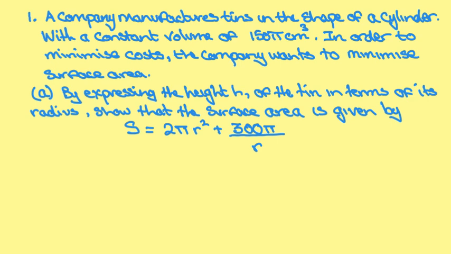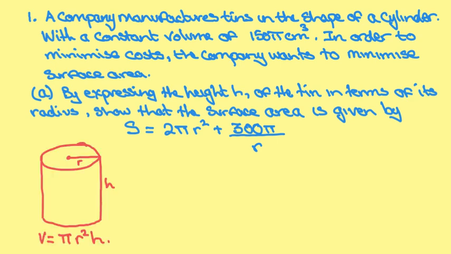Question 1. A company manufactures tins in the shape of a cylinder with a constant volume of 150 pi cubic centimeters. In order to minimize costs, the company wants to minimize the surface area. Part A. By expressing the height h of the tin in terms of its radius, show that the surface area is given by S equals 2 pi r squared plus 300 pi over r.